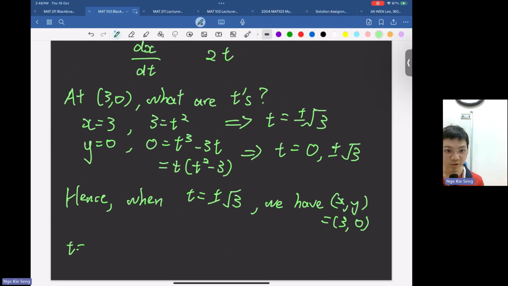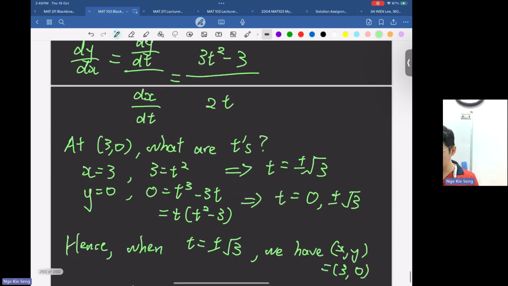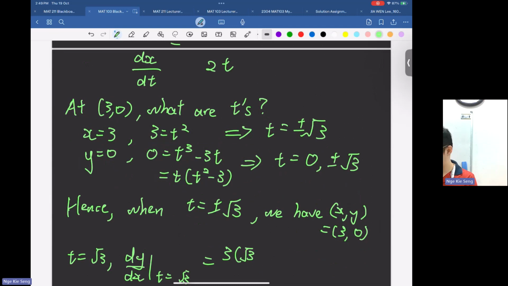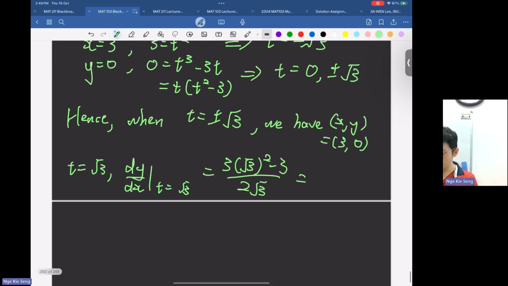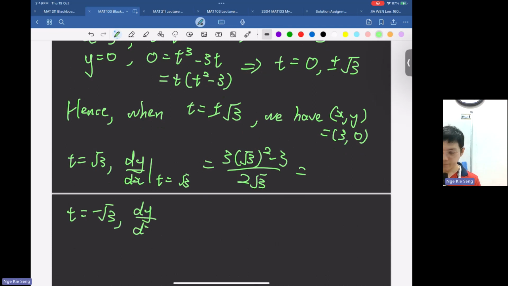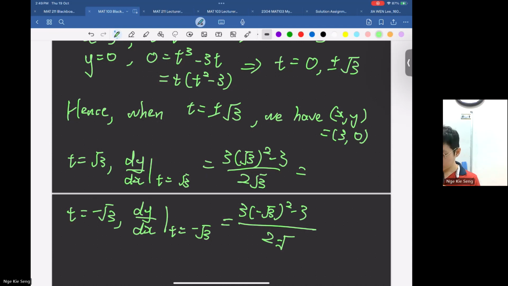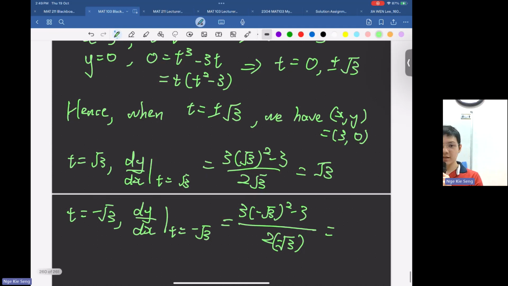So when t equals square root 3, what is my dy/dx here? I need to substitute it back into my formula, (3t squared minus 3) over 2t. So 3 times square root 3 squared minus 3, over 2 square root 3. Similarly, you can do it for minus square root 3. Do you get different answers or not? Try and compute. When t equals square root 3, you get square root 3. But when t equals minus square root 3, you get minus square root 3.